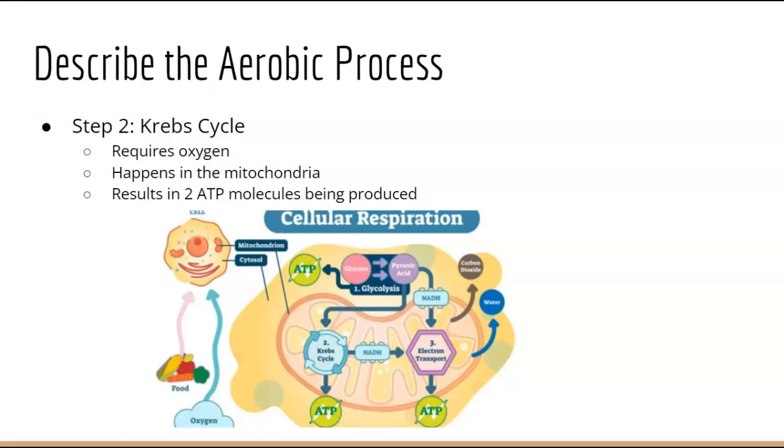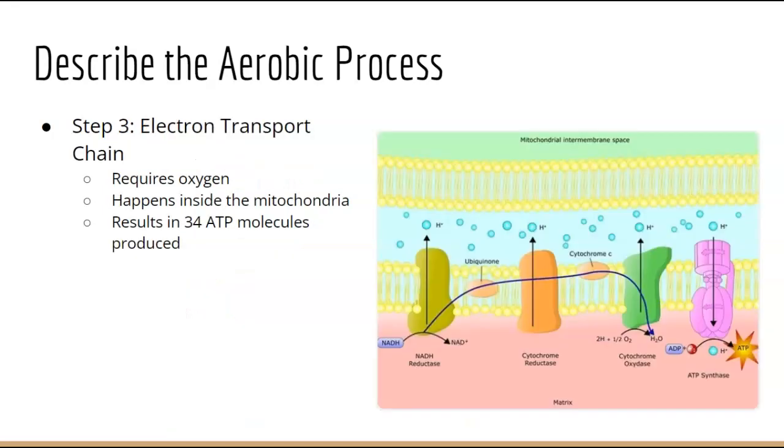And that's cool or whatever, but 4 ATP molecules is not really helping me that much. Like, I need more energy. Give me more energy. All right, we'll go to step 3. Step 3 also happens inside the mitochondria. It also requires oxygen, but in this case, we're getting 34 ATP molecules. There we go. Now we're actually getting somewhere. 34 molecules? I'll take that. That's a lot of ATP.